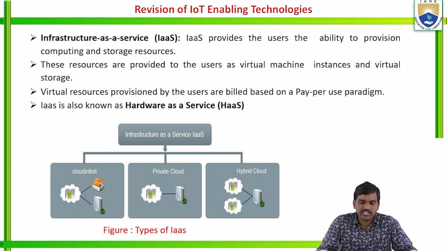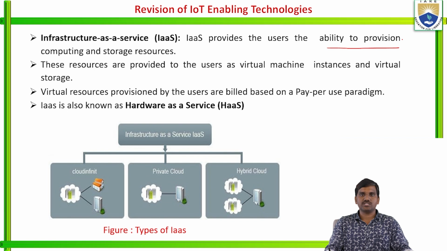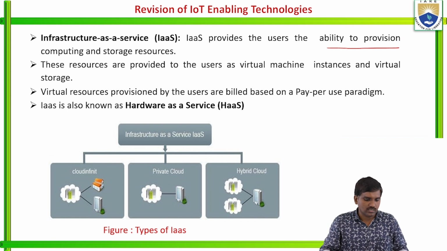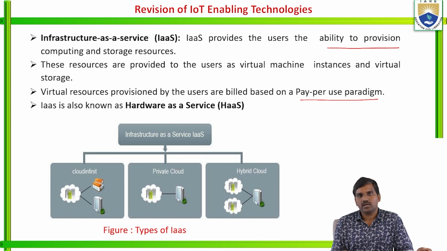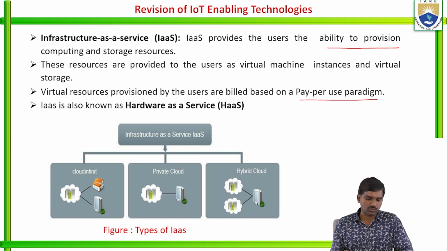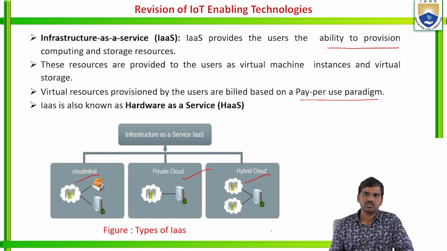Infrastructure as a service provides users the ability to provision computing and storage resources. That is the main aim of infrastructure as a service. Virtual resources provisioned by the users are billed based on a pay-per-use paradigm. So however much memory you use, only for that do you have to pay the amount. It includes public cloud, private cloud, and hybrid cloud. So this is about infrastructure as a service.